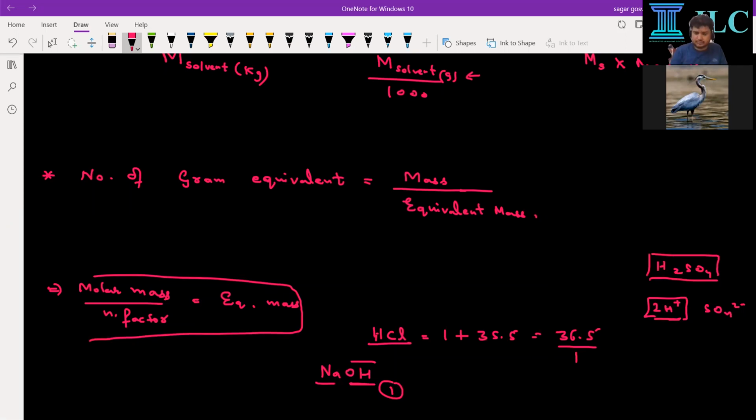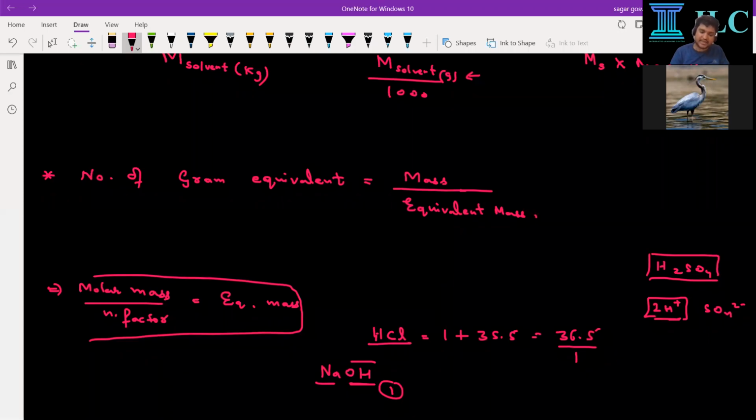Why is it only hydrogen? Because whenever they are giving you an acid, acid means the number of hydrogen. If they are giving you a base, it will be the number of hydroxides, because a base is concerned with the OH ions, and an acid is concerned with the H plus ion.